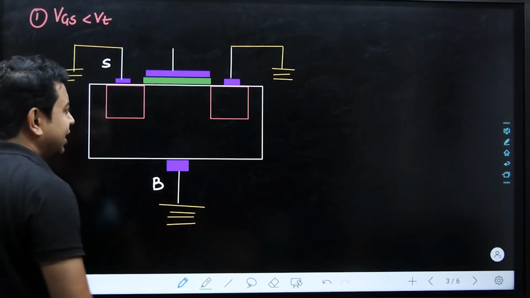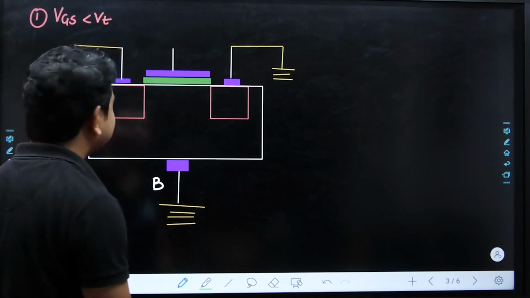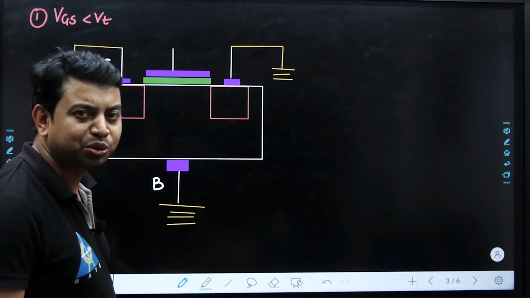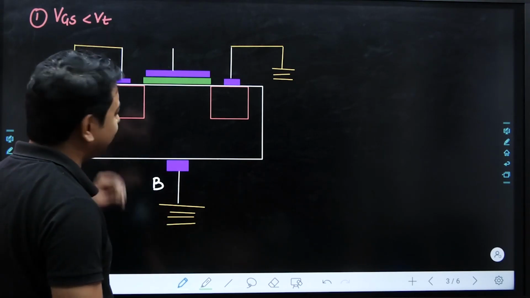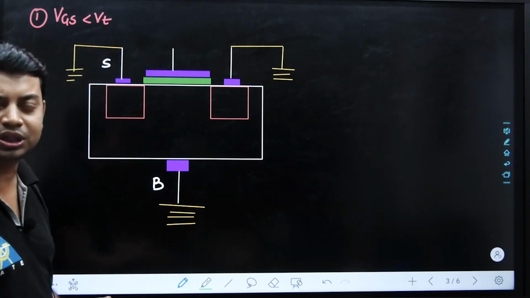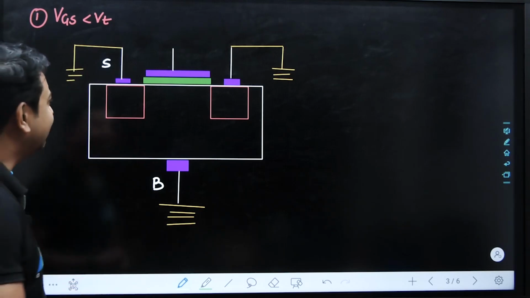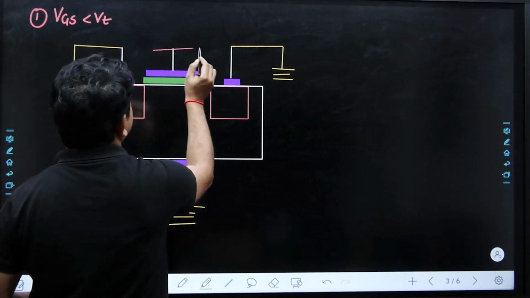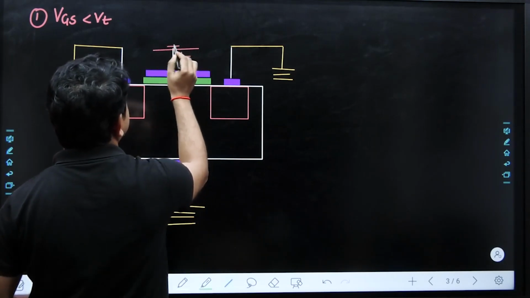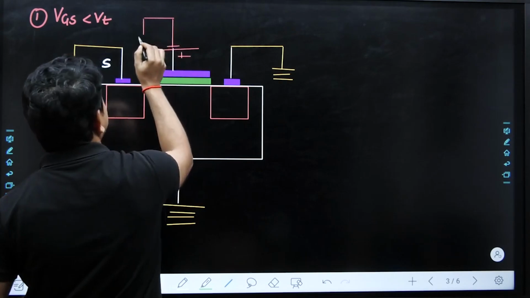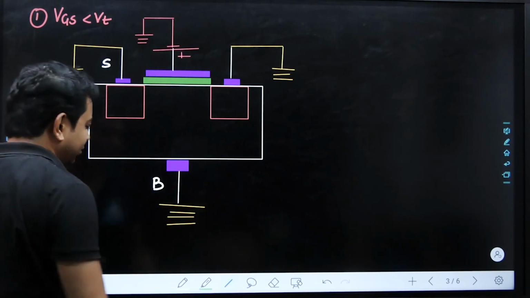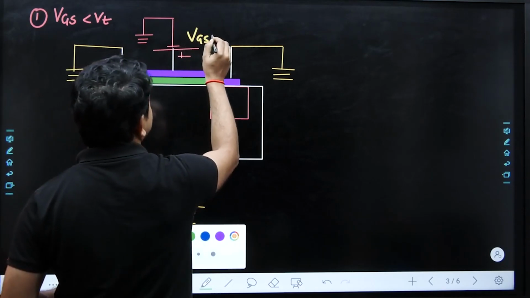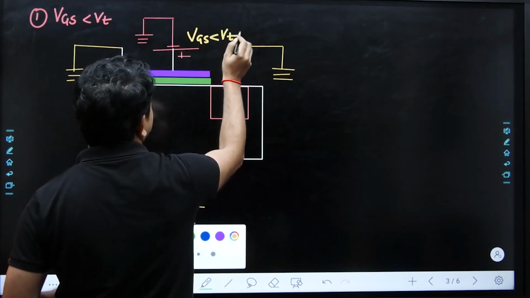We are applying a potential at the gate terminal, and suppose we are not applying the potential up to the required value to create an inversion layer, that is, the gate terminal voltage is less than the threshold voltage, then there is no inversion layer created. If there is no inversion layer created, then we can say that the potential here is positive, which we have applied, and this is negative, with respect to the source terminal, and the source terminal is grounded. It is VGS less than threshold voltage.